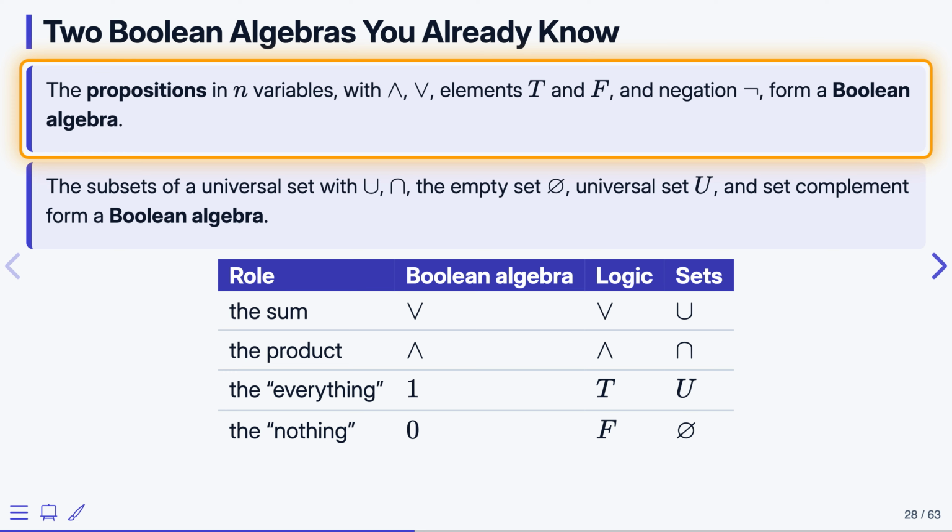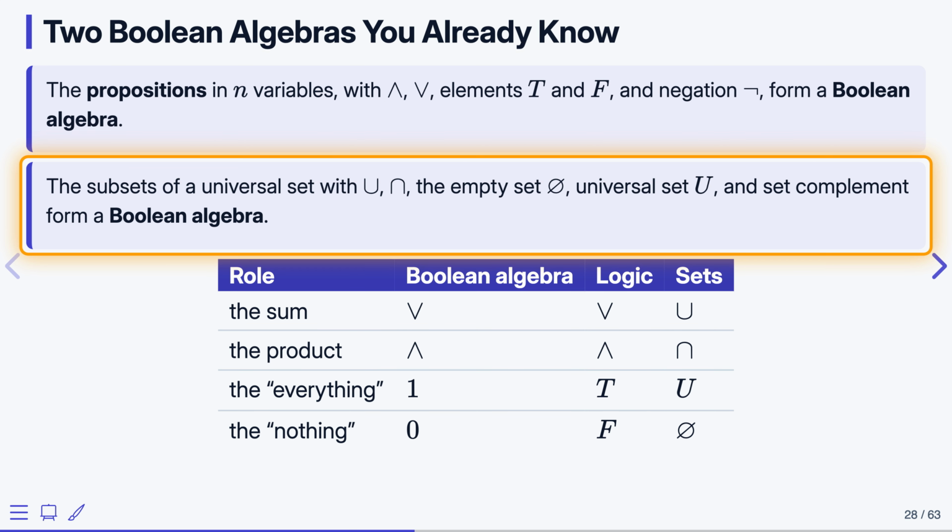First, propositional logic. Take the propositions with and, or, and not, and with true and false as the two special elements. That is a Boolean algebra. Second, sets. Take all the subsets of a universal set with union, intersection, and set complement. The universal set and the empty set are the two special elements.